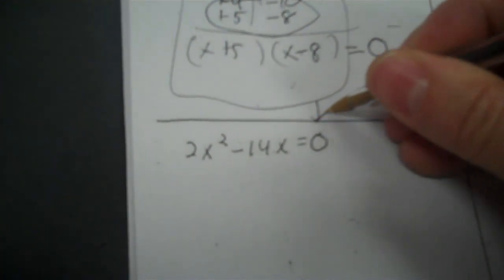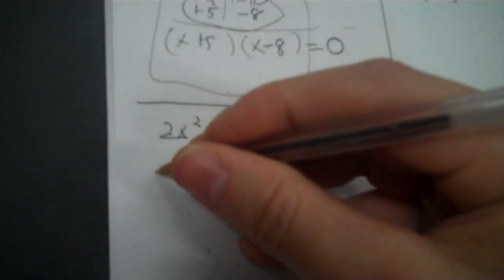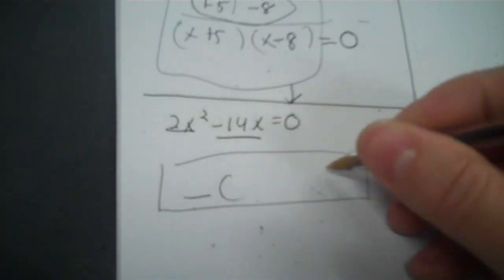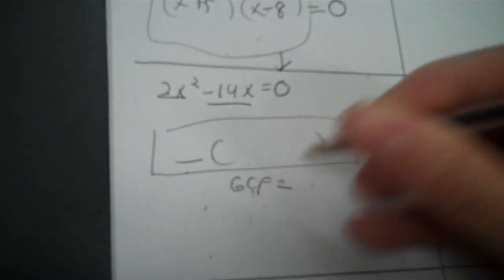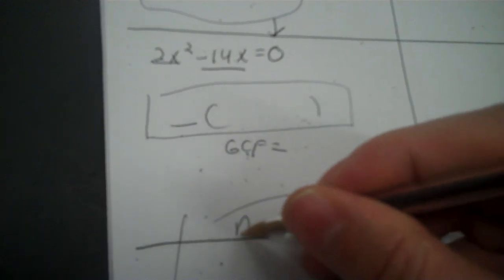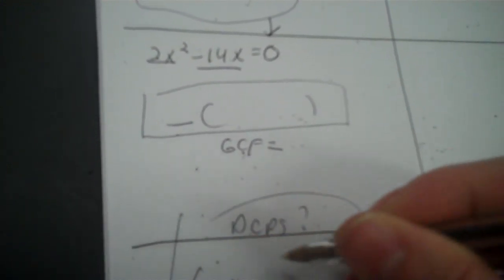Okay, next problem, you got two answers. So it's a quadratic equation. You got to find two solutions. Your 0 has to be there, which it is. That's two terms. You got to figure out the greatest common factor. And then you're going to see if you have a difference of perfect squares.